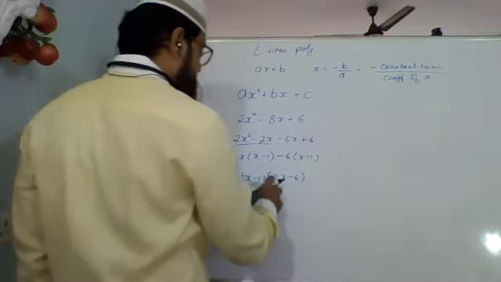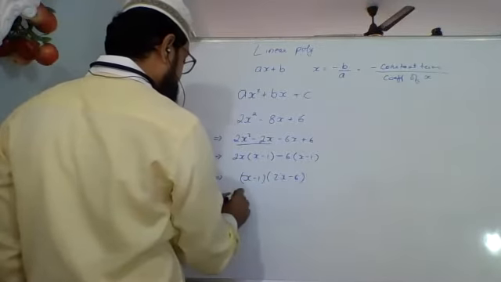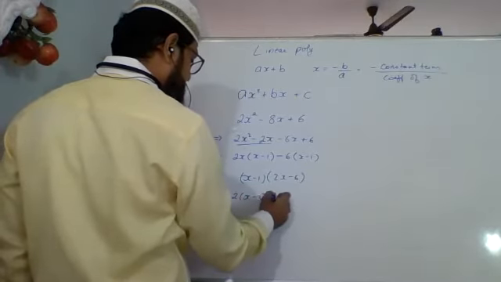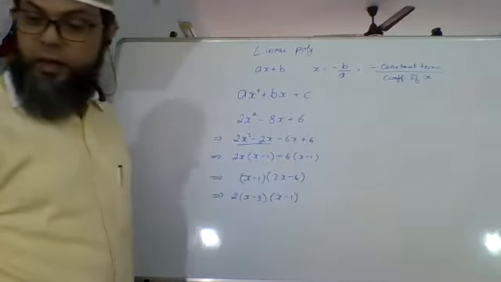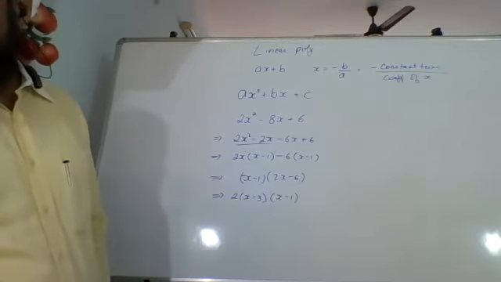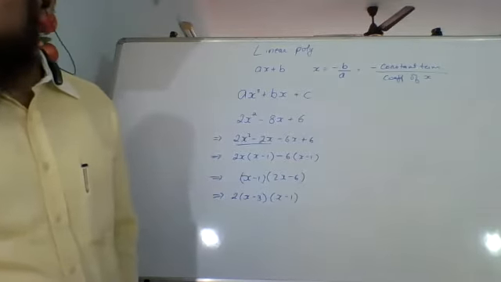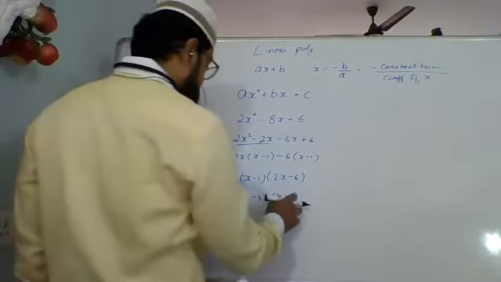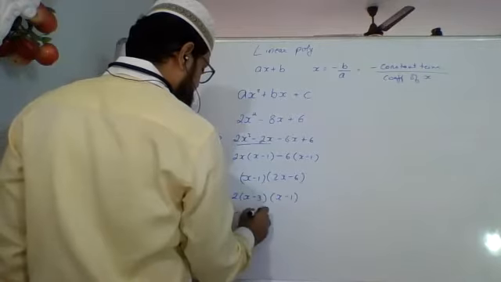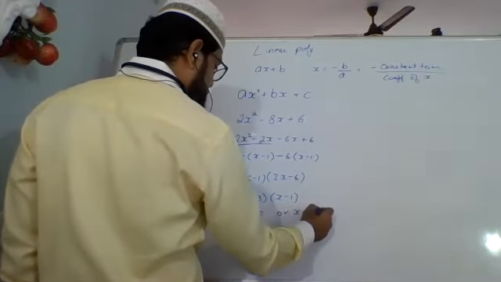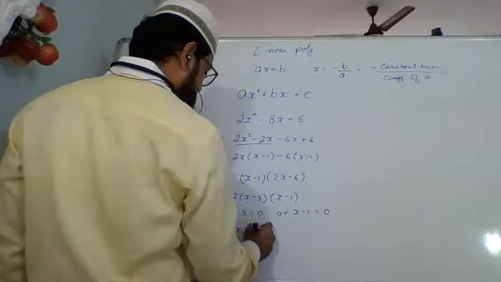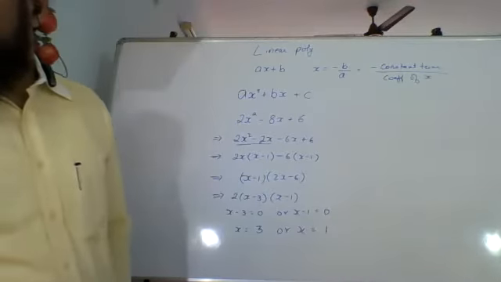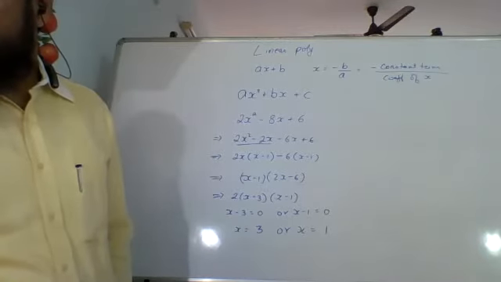Now, in fact, you can say, sir, here also 2 is common. You could also write it as 2 into bracket. If 2 is taken out from this, it is x minus 3, and into bracket x minus 1. Okay. 2 into bracket x minus 1, x minus 3. Now, to find the zeros, we equate the brackets to 0. We say x minus 3 equal to 0 or x minus 1 equals to 0. So x equals to 3 or x equals to 1.